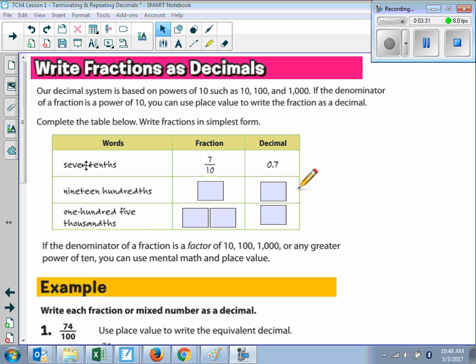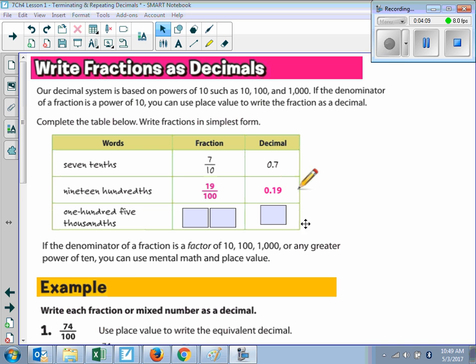So you're going to read the 7/10 in words, and then you can write that as a fraction. 7/10, 7 over 10. Okay? And then 7/10 as a decimal is 0.7. And yes, I want you to put the 0 in the front. Okay? So 19 hundredths, when you read that, now you're going to write it as a fraction. It's going to be 19 over 100. And you can't simplify that. So we end up with 19 hundredths, which is 0.19.